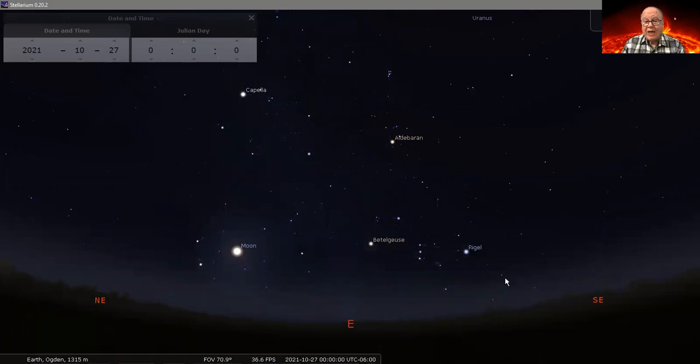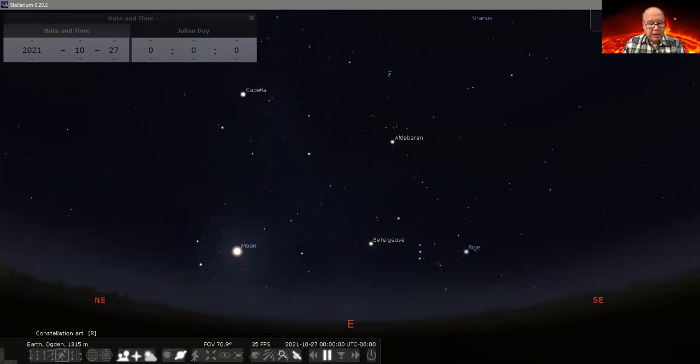But just rising in the east is my favorite constellation of the winter sky. This is the constellation of Orion. Here is Betelgeuse, the red giant star. And this is Rigel, which is a bluish white giant star. And right down here is the Orion Nebula. Here are the 3 stars in Orion's belt.